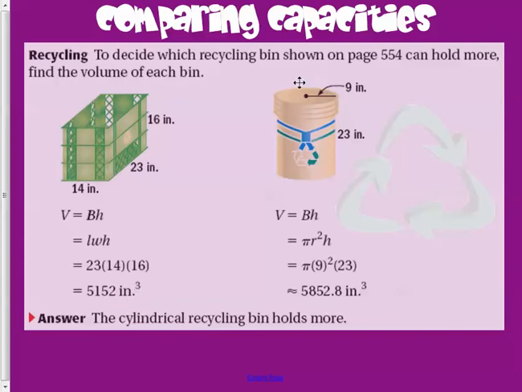Over here, we found the area of the circle, which was pi times the radius squared, or 9 squared times 3.14, and we multiplied it by the height of the shape, which is 23. When we did that, we got 5,852.8 inches cubed.